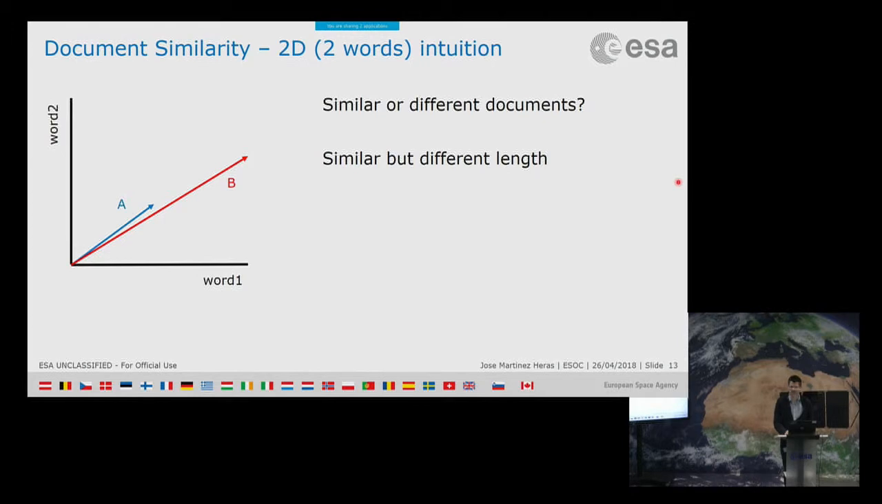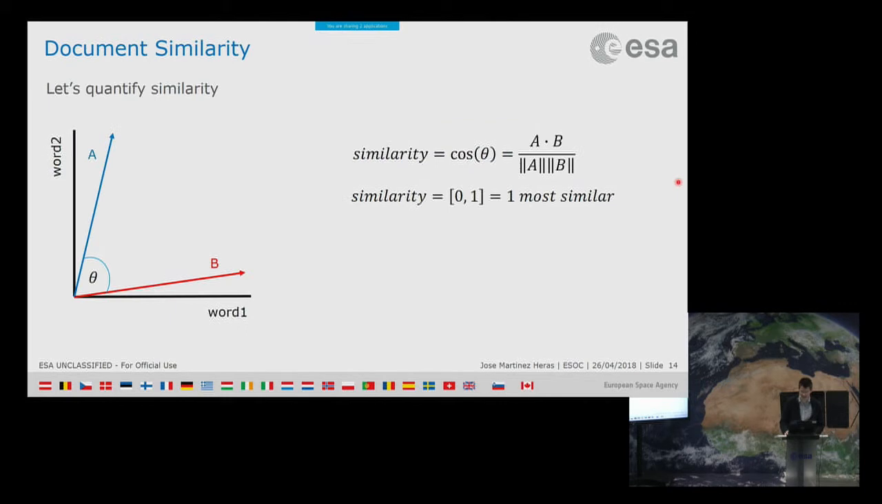And this is something typical when you're searching a document. The document typically is much longer than your search. So something like this. So how to quantify how similar they are? The trick is to consider the angle. And we use this operation, which is basically the cosine of the angle. The closer it is to 1, the more similar it is. The closer it is to 0, the more different it is. So in this example, let's assume this is 70 degrees. So similarity is 0.34.